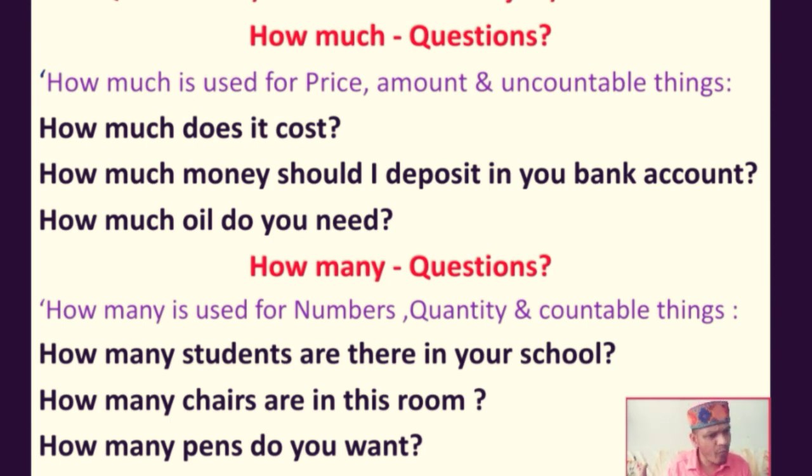So we don't say how many. Make sure that if you want to ask the cost of anything, never ever say how many. How much is this, or else we can say how much does it cost. How much do they cost when we are talking about plural. Okay, and then after that, how much for amount.